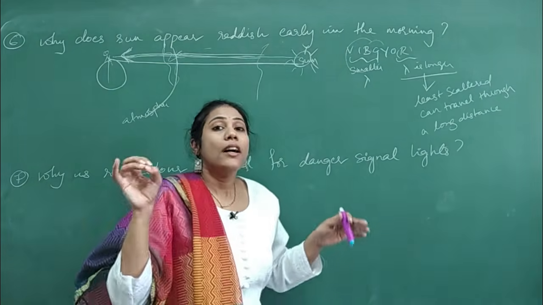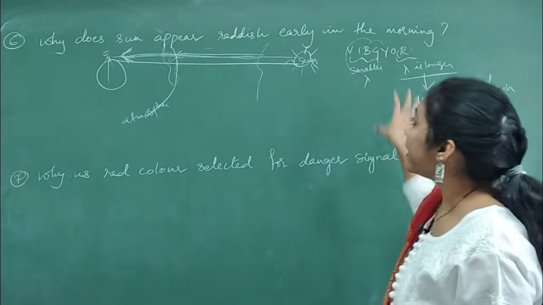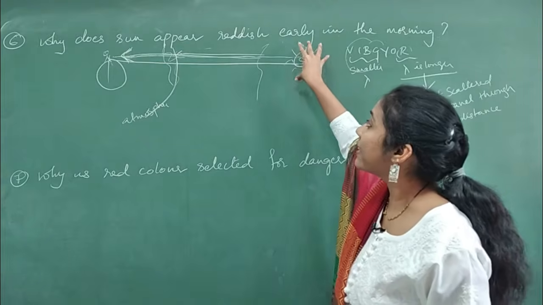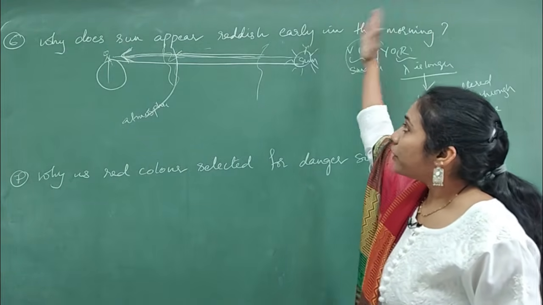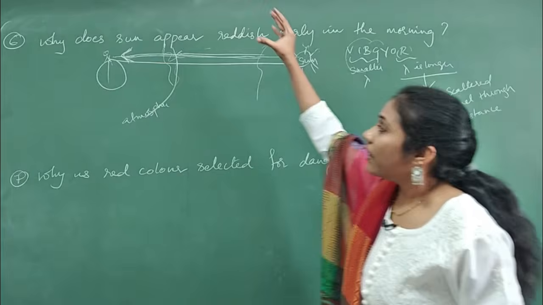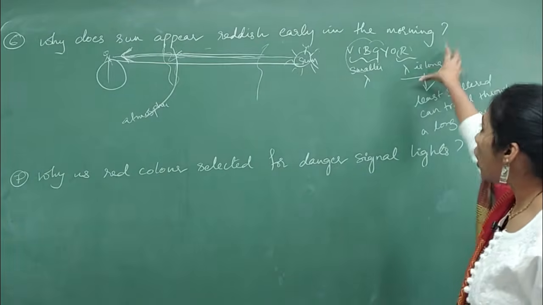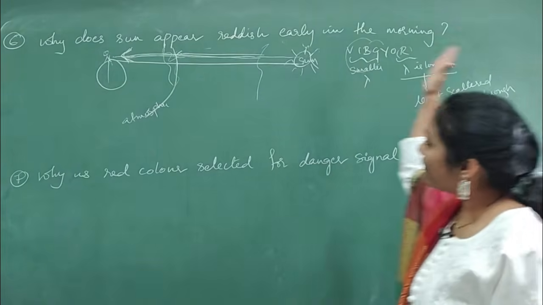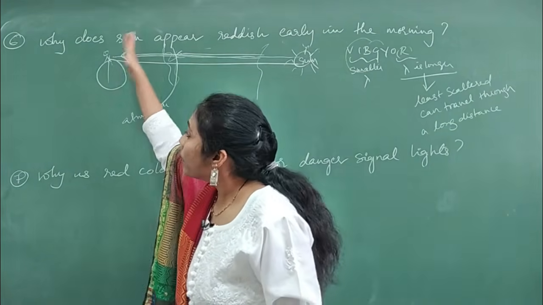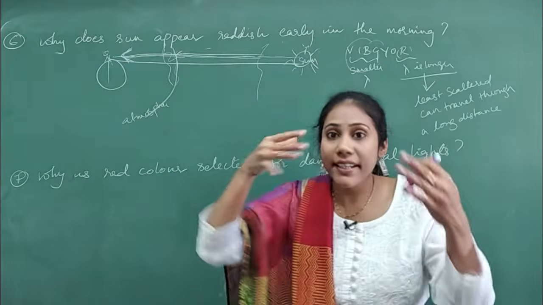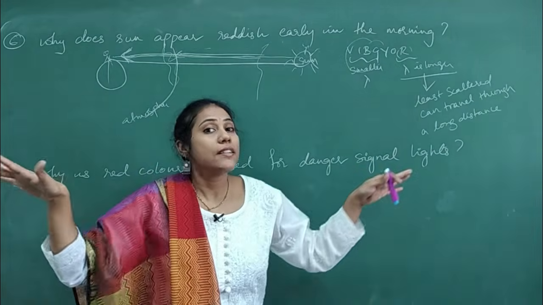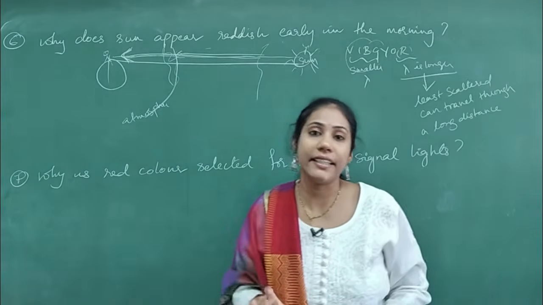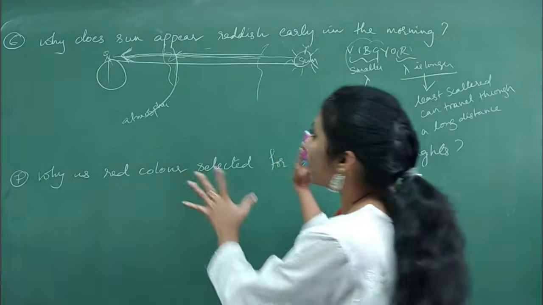Because early in the morning and late in the evening, the sun's distance is very far from the earth. The sun is staying somewhere near the horizon. So the radiation which has longer wavelength is least scattered, so it can travel through a longer distance. So red radiation is what reaches our eye, so the sun looks reddish early in the morning and late in the evening, right? So this is our concept.